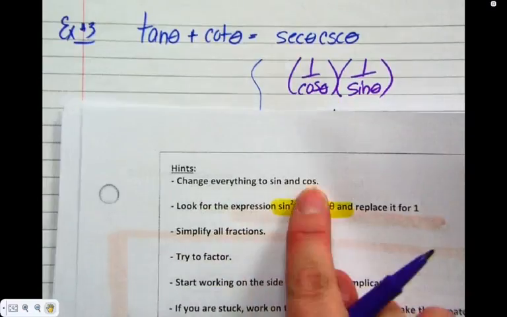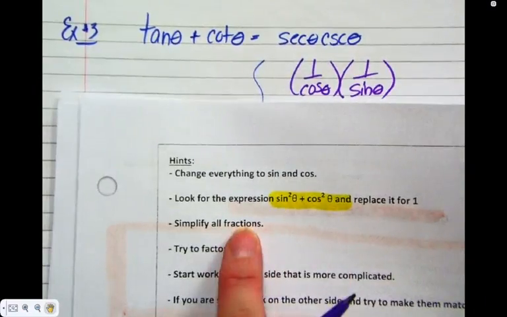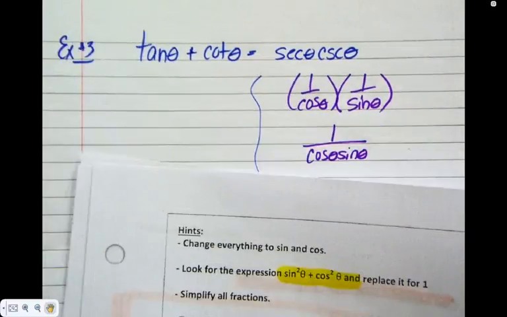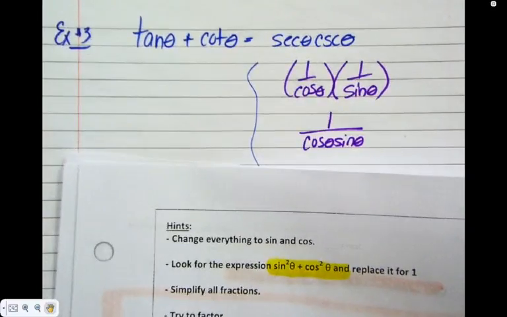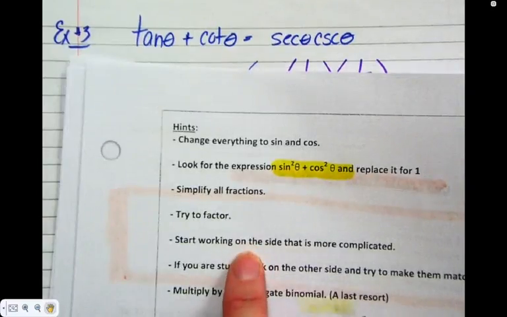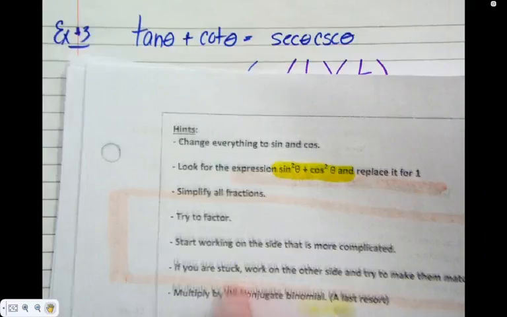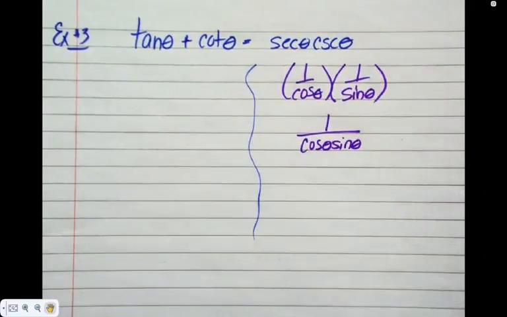Okay, change sine and cos. Look for sine squared plus cos squared. Simplify our fractions, we did. Can we factor this? You'll know because there'll be a squared. It has to be quadratic to be factored. Start working on the side that's more complicated. Okay, we picked a side. I'm stuck. Okay, so let's go to the other side. So that's what you do when you're stuck. You just flip to the other side and let's try to make it equal this side.